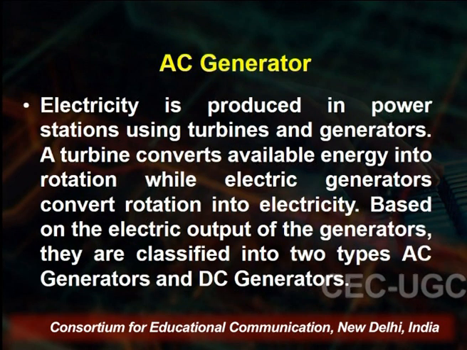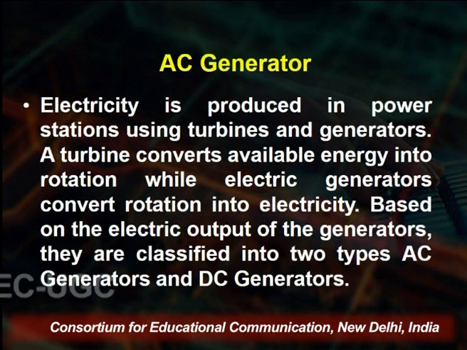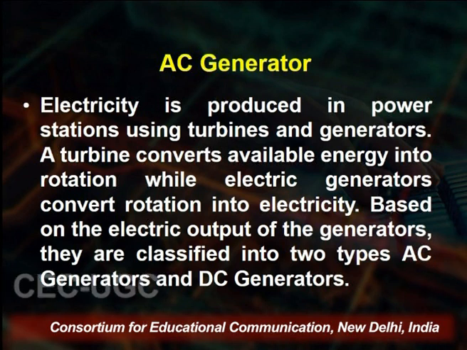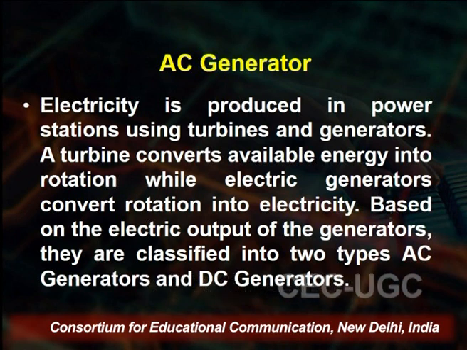So, the AC generator produces the electricity. Electricity is produced in power stations using turbines and generators. The turbine converts the available energy into rotational energy, while the electric generator converts the rotational energy into electricity.